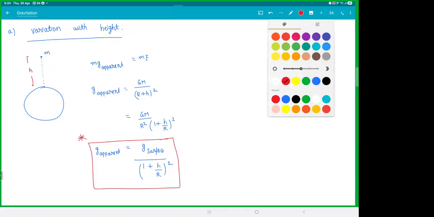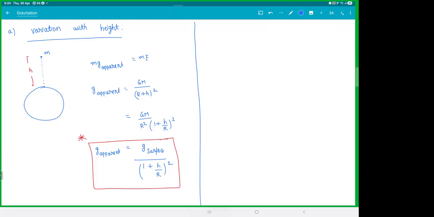Now, in some cases, they will say you're at a height of 10 kilometers, or at a height of 20 kilometers. So the height is much, much smaller. If your h is much, much less than R, for example, the radius of the Earth is 6,400 kilometers, and let's say the height you're taking is 100 kilometers. So yeah, it is small.